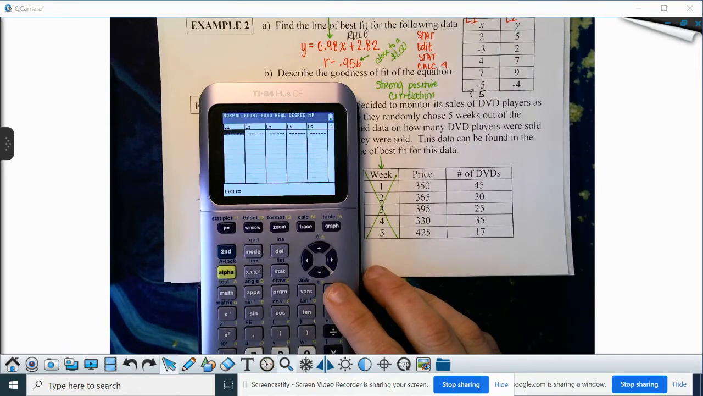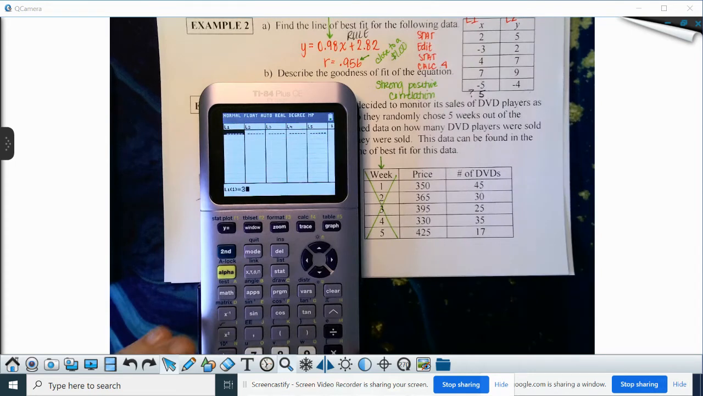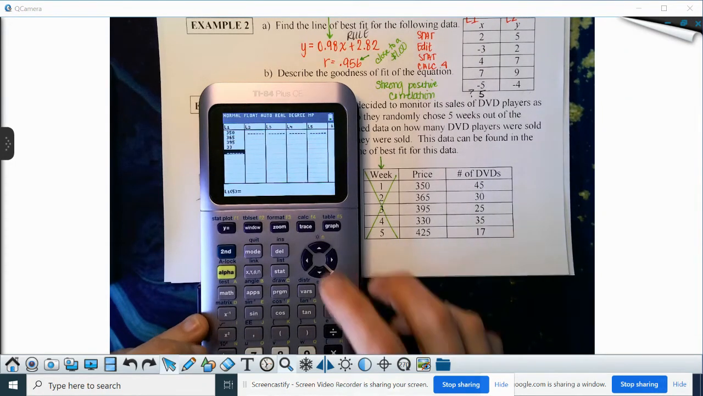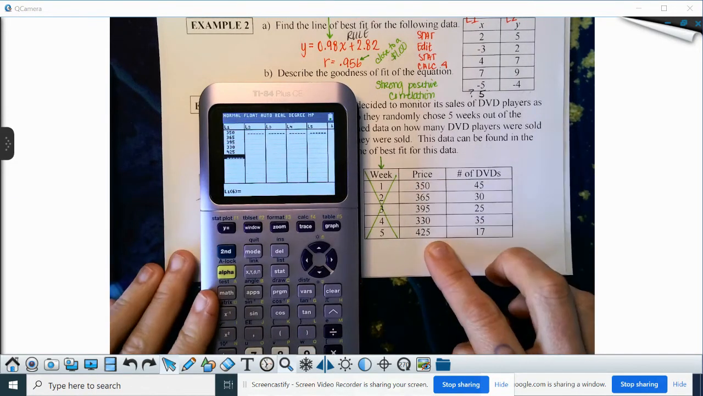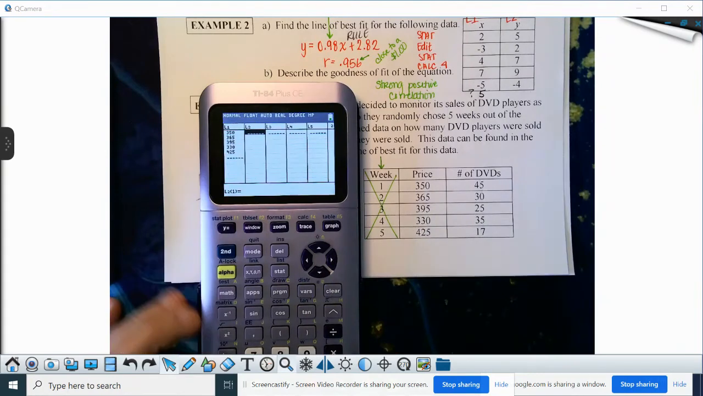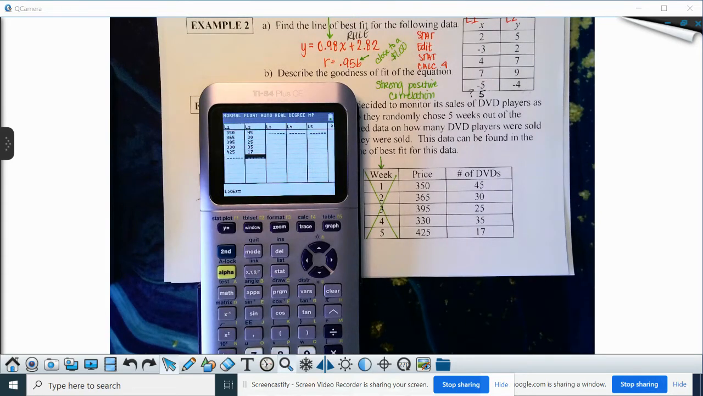So we're going to put in our 350, 365, 395, 330, 425. So that's all our X values. I have 5 and 5, so I'm good there. Then 45, 30, 25, 35, and 17. So I have my L1, I have my L2. I double check my values.